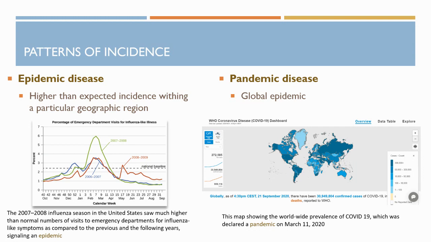Pandemics are global epidemics. So typically we've spread an epidemic to at least three countries for it to be classified as a pandemic. And as we're seeing right now, every country. So it is a global epidemic.